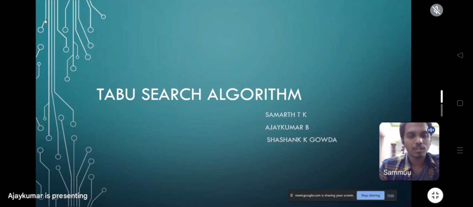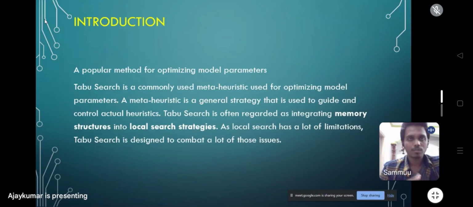Our concept of bringing the optimization technique is the Tabu search algorithm. So, what does Tabu search algorithm mean? It's a meta heuristic method, in the sense it uses some heuristic, a value that is used to explore the next coming steps. It's a commonly used meta heuristic, a popular method for optimizing model parameters.